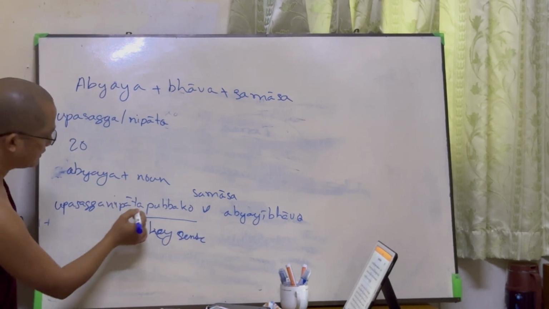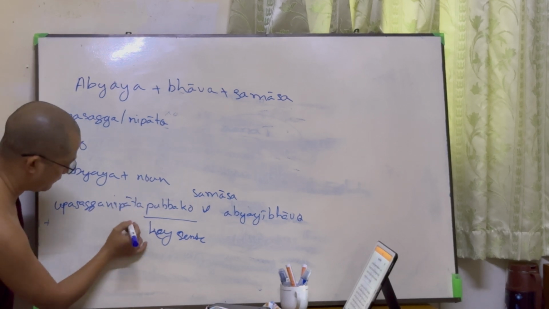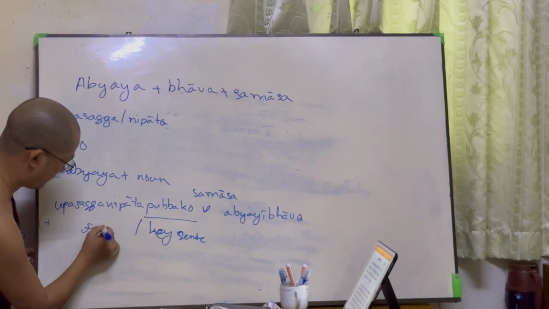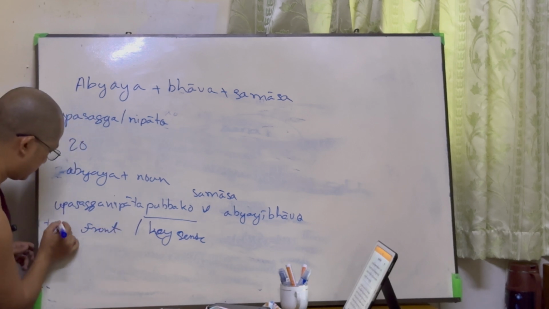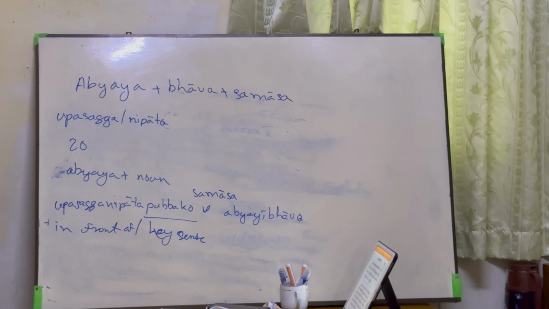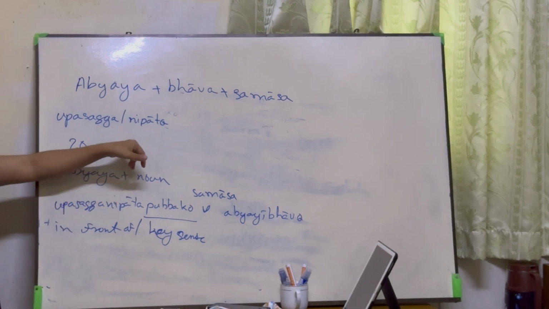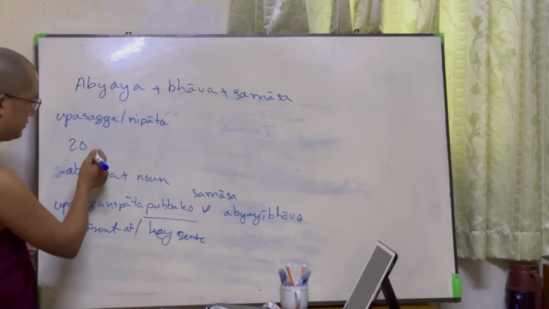Key sense, and those types of Upasaka will appear in front. In front. Therefore, Abhyaya Bhava means this Abhyaya will appear in front of the other word.